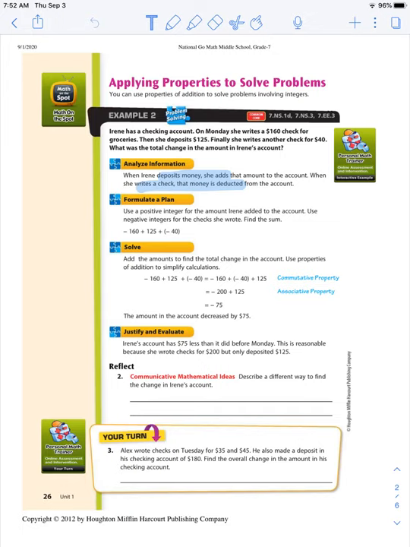So first she writes a check for $160, meaning that's deducted. Then she deposited $125, and then she wrote another check for $40. So we have -160 plus $125 plus -$40.